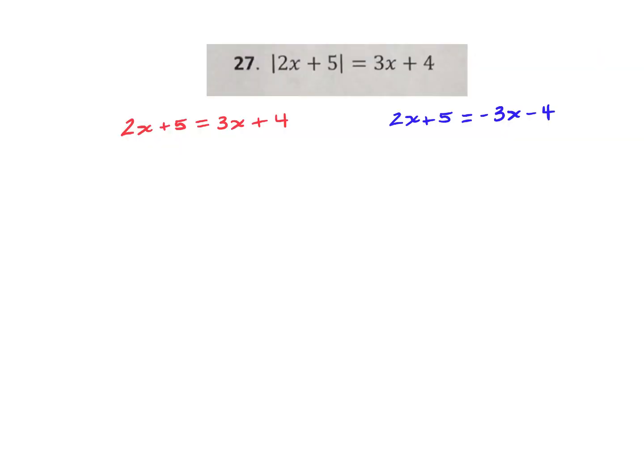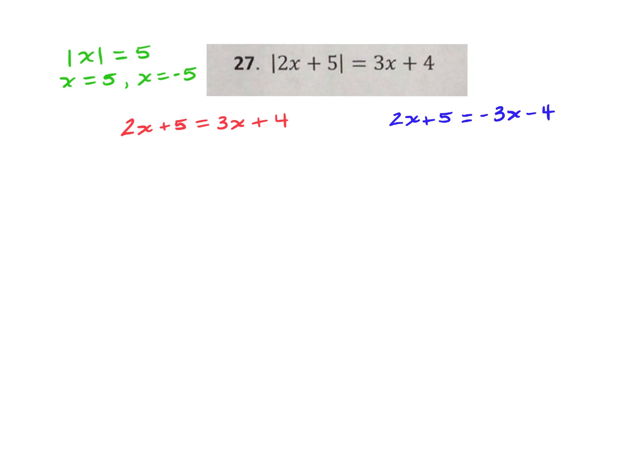So Mia, here's number 27 that you asked about. It's an absolute value problem. So you have to work out two cases, because absolute value is your distance from 0 on the number line. So for instance, if I told you that the absolute value of x was equal to 5, that means x could either be 5, because 5 is 5 units from 0, or x could be -5, because -5 is also 5 units from 0 on the number line.